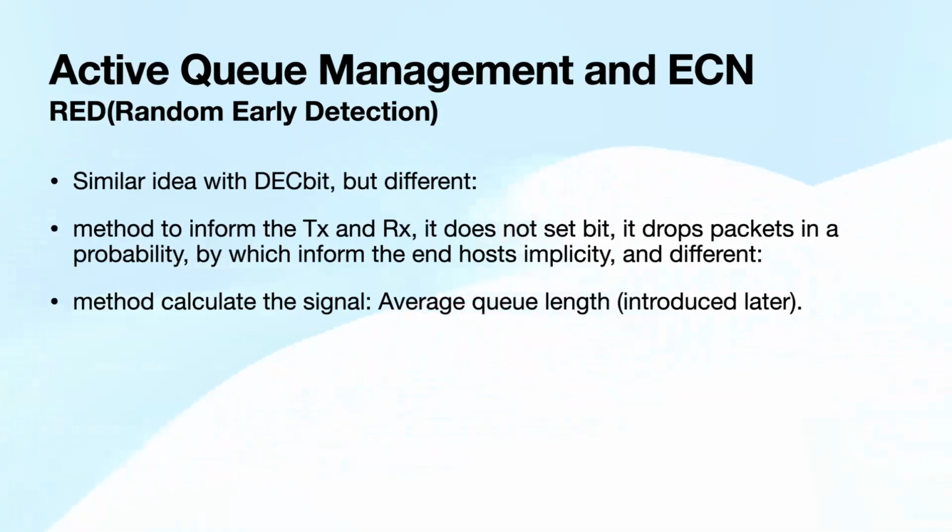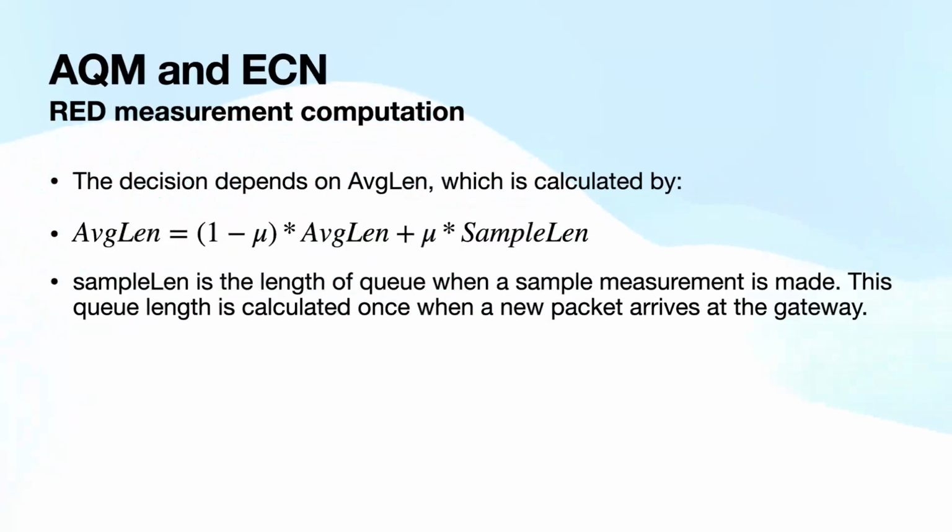And this is RED, random early detection. Similar idea to the DEC bit, but different in method to inform the transmitter and receiver. It does not set the bit. It drops packets with a probability, which informs the end host implicitly, and it calculates the signal differently, using the average queue length.